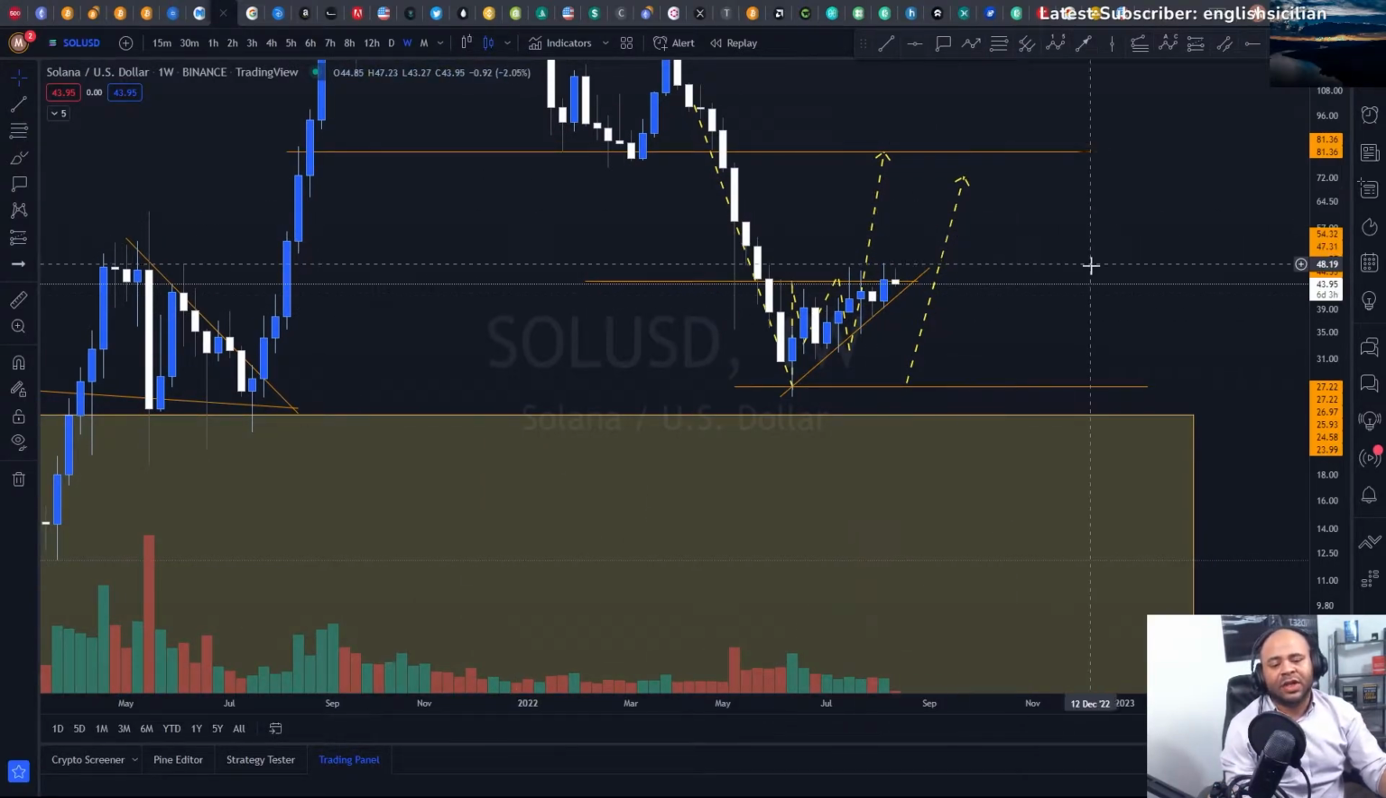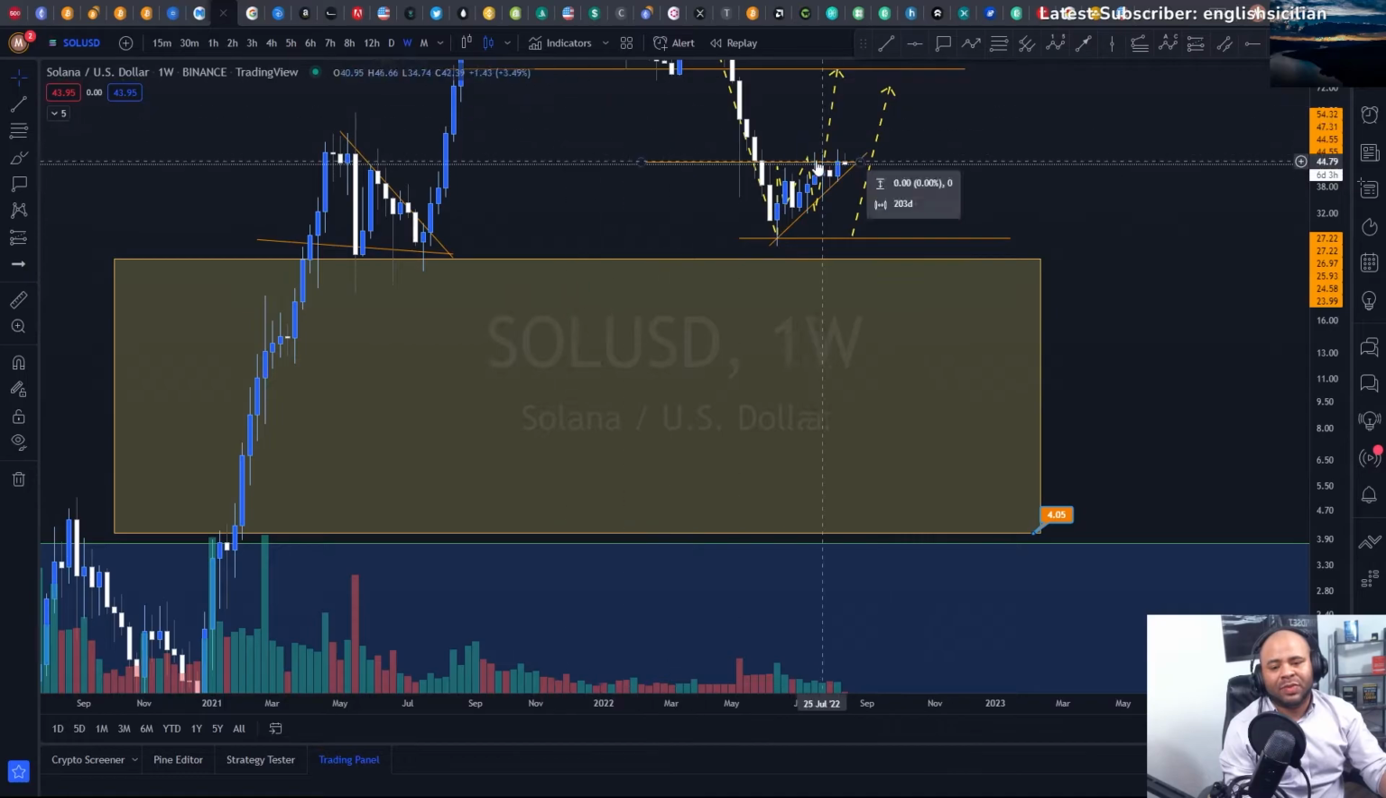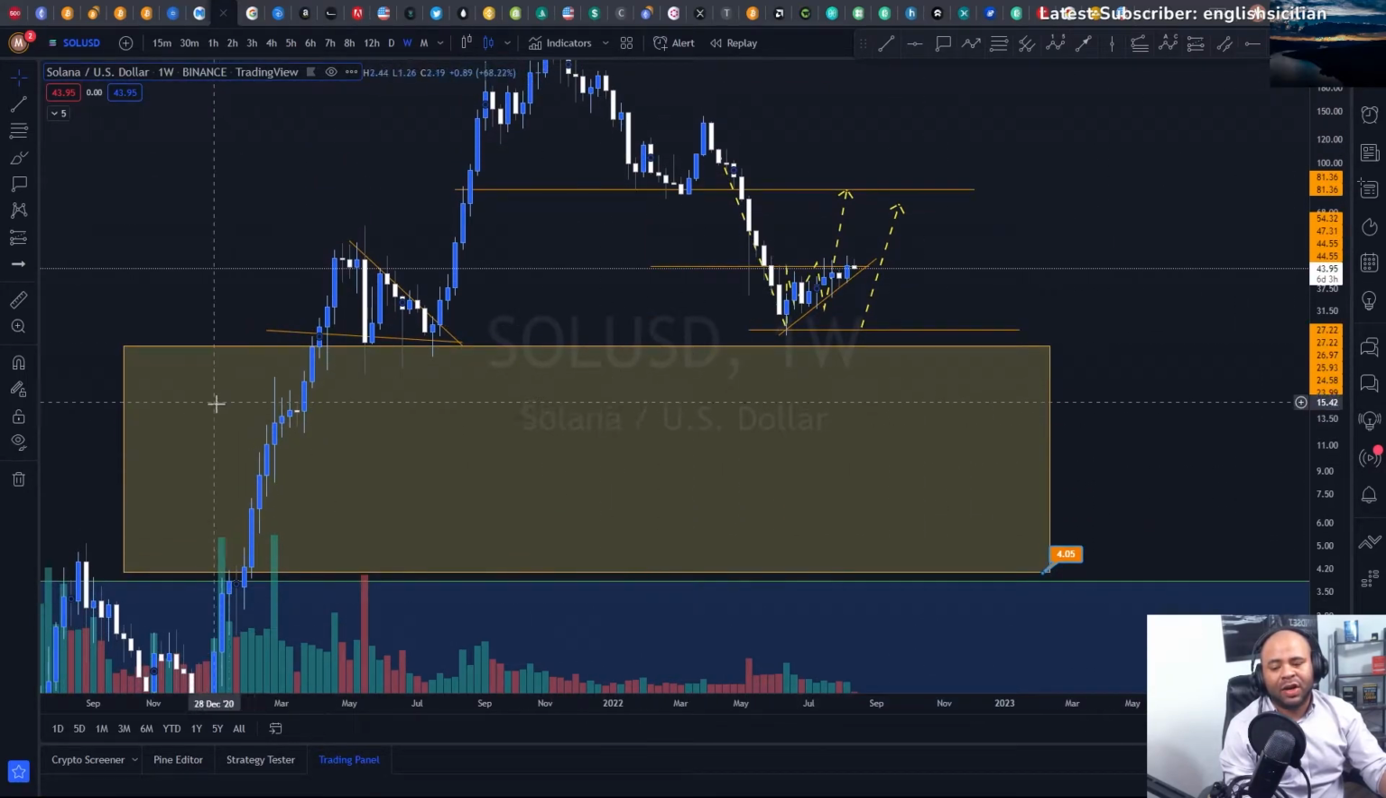The consolidation looks really good, but again, I'm not buying Sol at these prices. If Sol can't come down and recover this liquidity, I'm not even interested. I don't care how much it blows up.